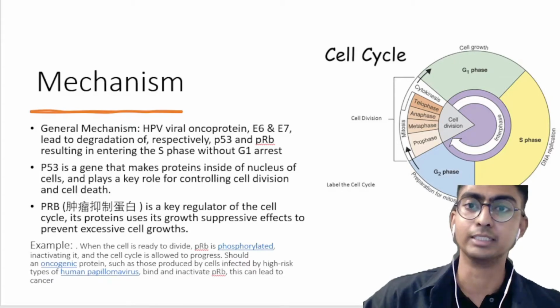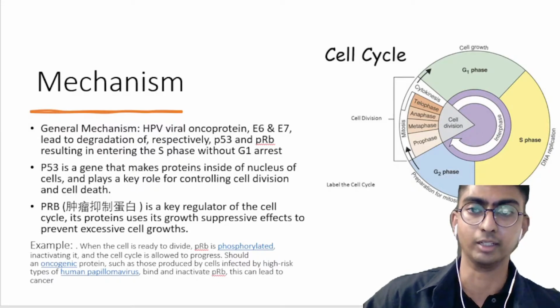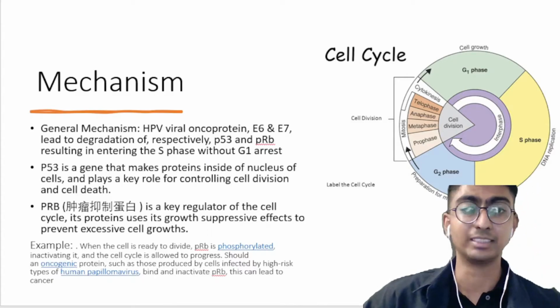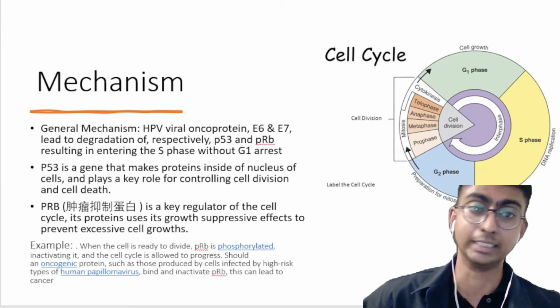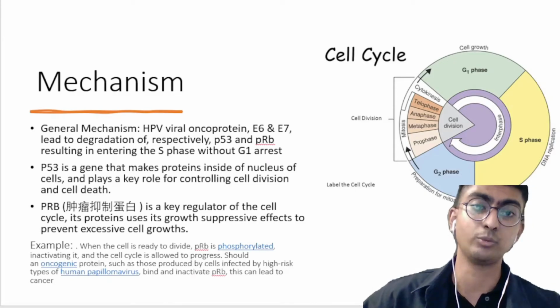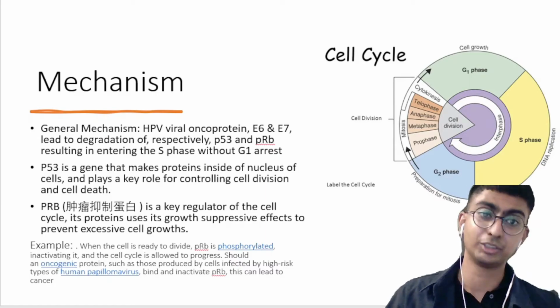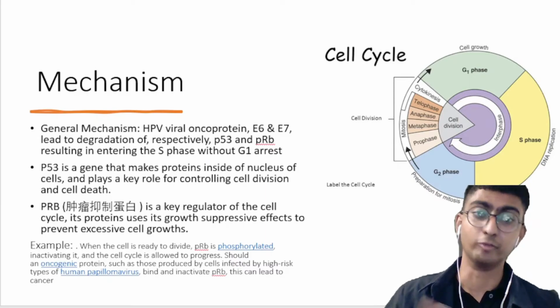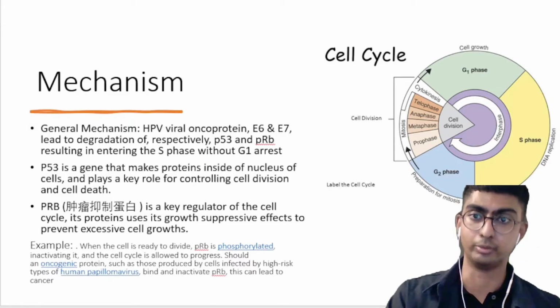So it also states here that P53 is a gene that makes proteins inside the nucleus of cells. It plays a key role in controlling cell division and cell death. So basically, p53 is involved in apoptosis. It activates apoptosis when it detects that a cell is damaged, has some irreversible DNA damage, and should not be allowed to replicate. And this is why p53 will be activated, causing cell death, to prevent that damaged or infected cell from entering the cell division stage, preventing it from spreading.